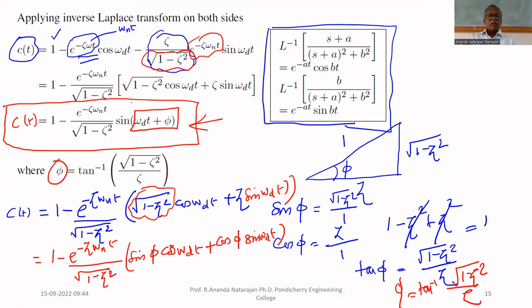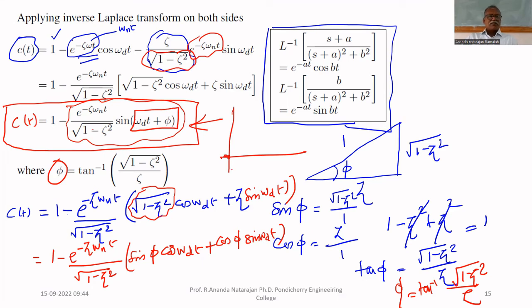If you put t equal to 0, this term becomes 1, and sine of phi equals square root of 1 minus zeta square, so these two get cancelled and the entire term becomes 1. So 1 minus 1 is 0. So the response will start at 0.